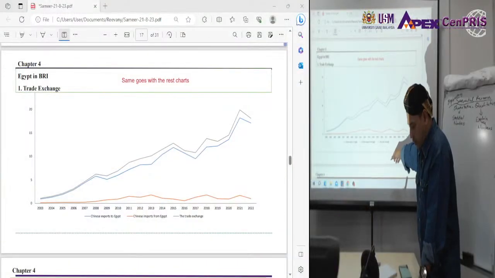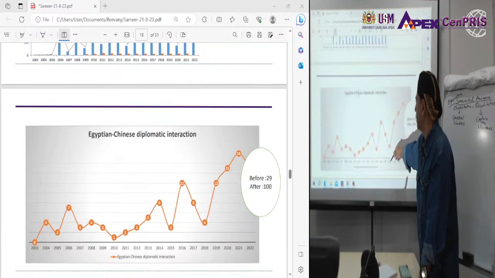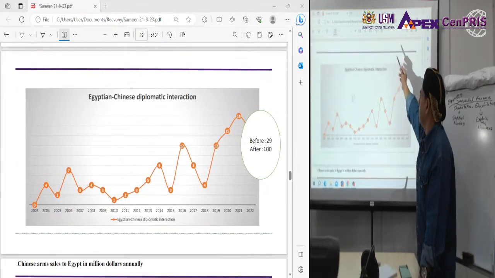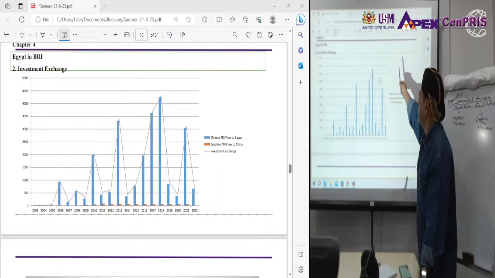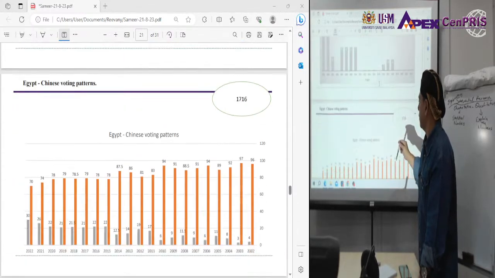There's something about Egypt voting charts in now. Egypt? Go down. Is it not this one? No, this one, not this one. There's another one. Remember up there just now. No, down. Okay, down. This one.